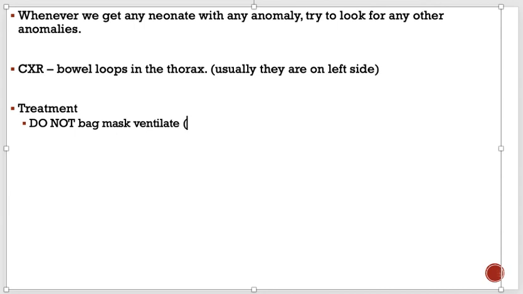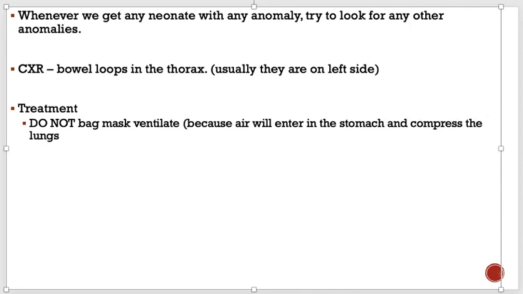Why? Because air will enter the stomach and compress the lungs, right? So do not mask ventilate. Rather, what must be done? Immediate intubation.